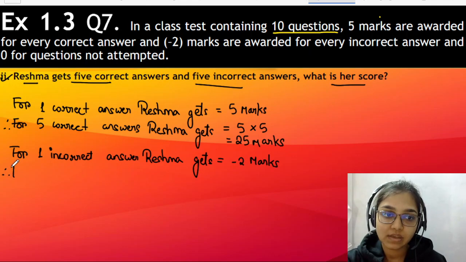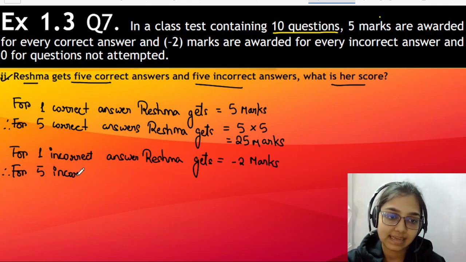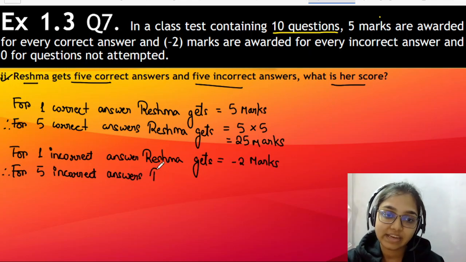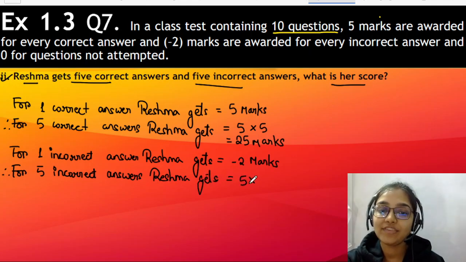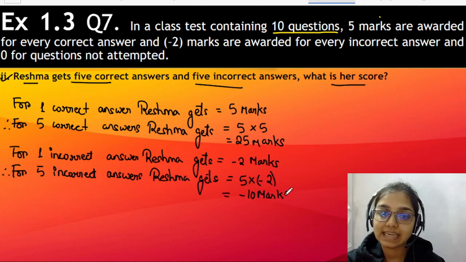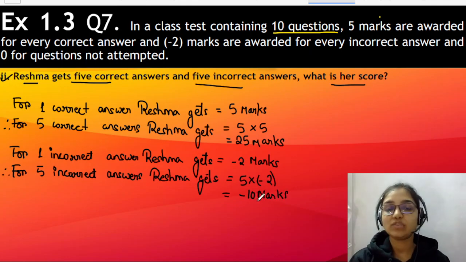Therefore, for 5 incorrect answers, Reshma gets 5 into minus 2 marks, right? That is minus 10 marks. Again, 5 into 2 is 10. Plus of minus is minus, so it's going to be minus 10 marks.